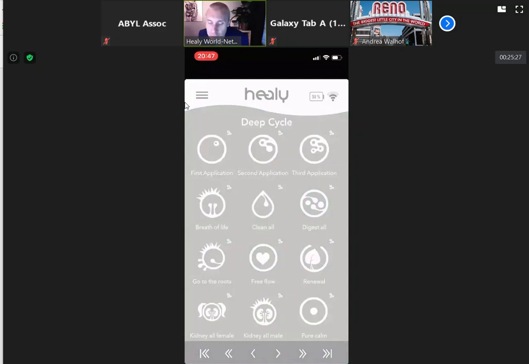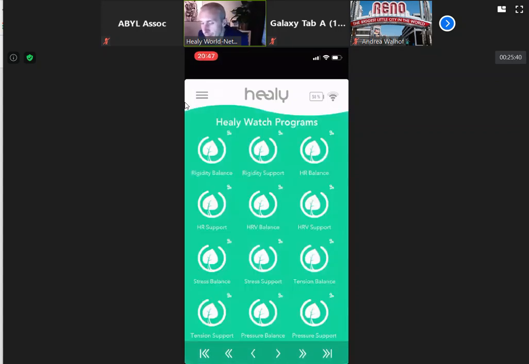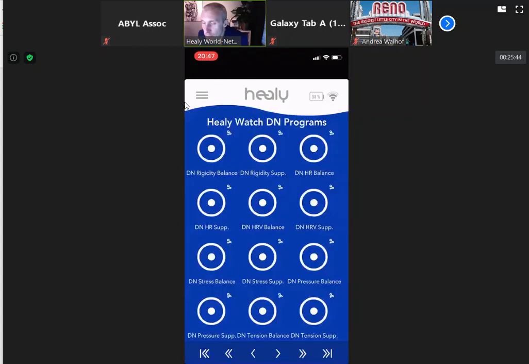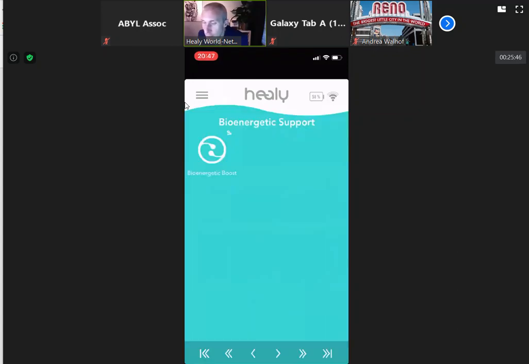This is the collaboration of 6 universities together. So always start with the first application, a day later the second one, and a day later the third one, before you can use the other programs. Then we have also some watch programs, but these are subscriptions. Then everyone's getting the bioenergetic boost program as a free gift to boost our immune system.